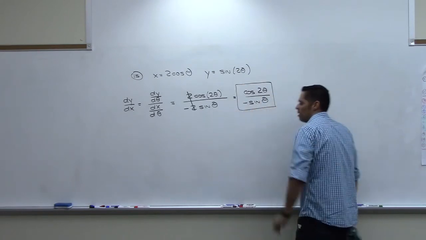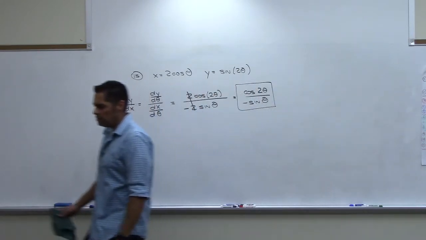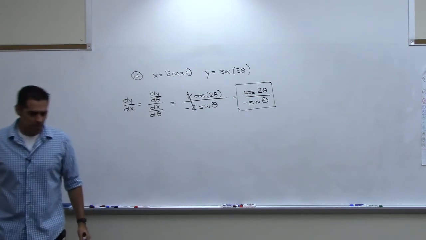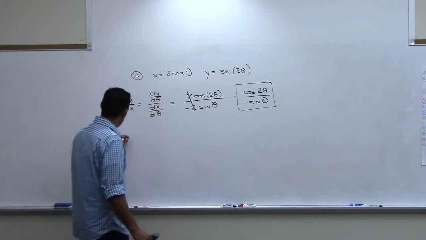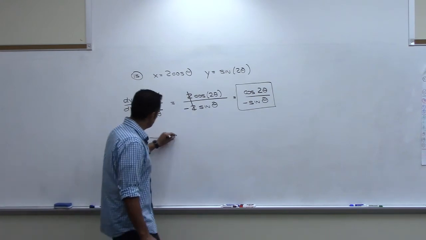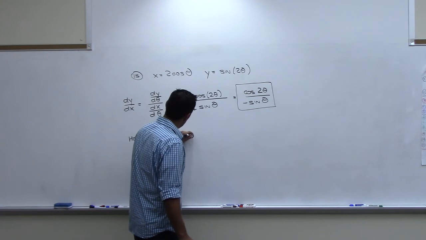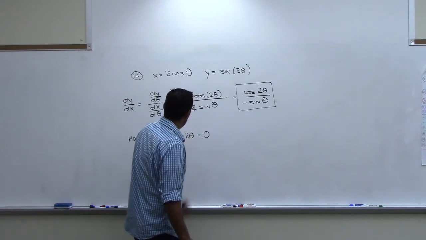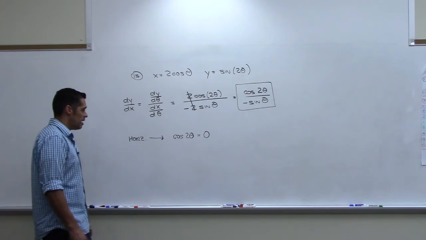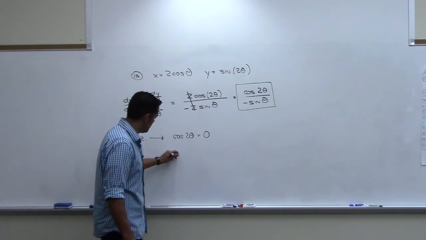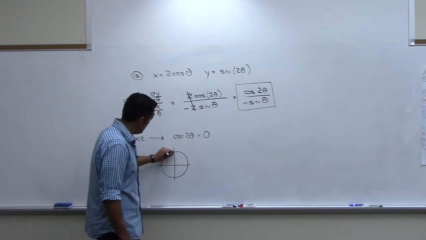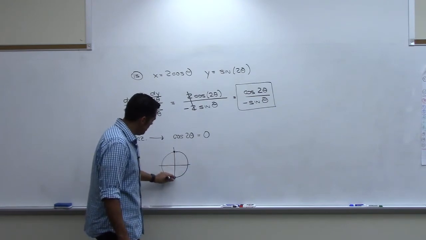And we want to know when our tangent lines are vertical and horizontal. Okay, so let's do the horizontal first. So we set the numerator equal to 0. Numerator to 0, cosine 2 theta is 0. And we're going to get general solutions here. Now, be careful because that's 2 theta in there. So here's how we do this. First of all, where is cosine 0? That happens here and here.